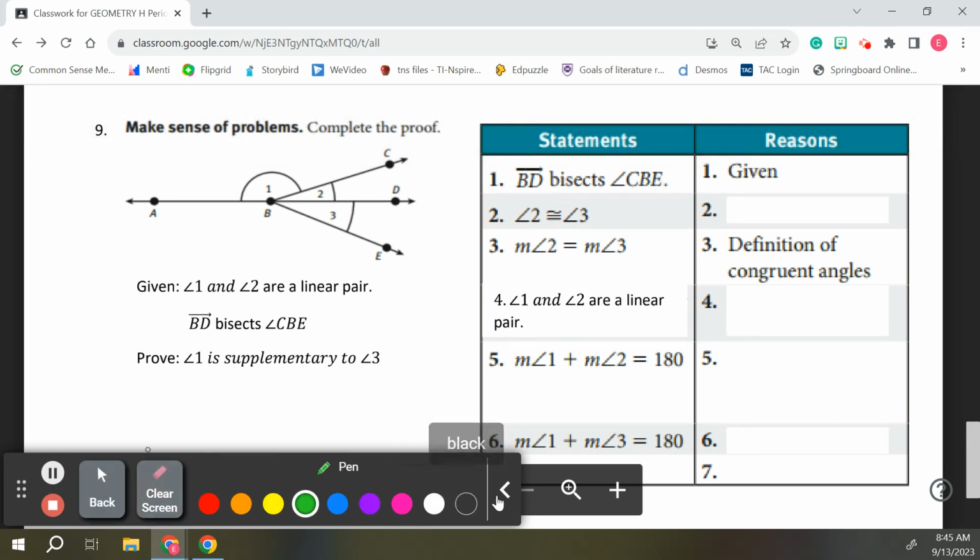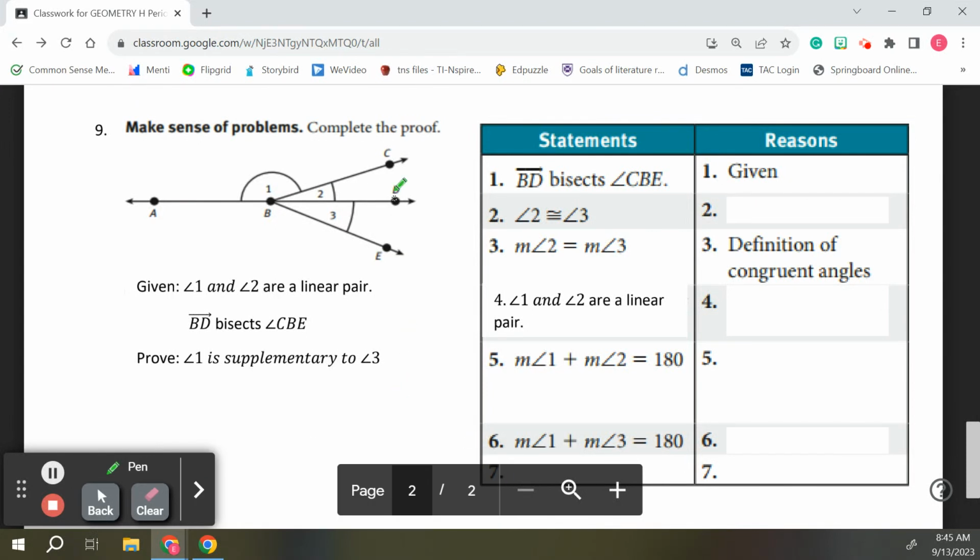All right, now pay attention, please. Whoa. 5 and 6 are the same. Okay, hold on. Pause. One thing at a time. Oh, wait, no, they're not. All right, it says angle 1 and angle 2 are a linear pair. BD bisects CBE. Prove angle 1 is supplementary to angle 3.